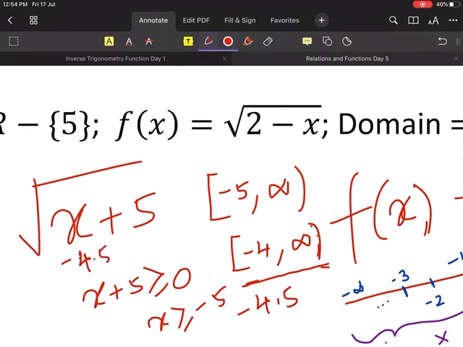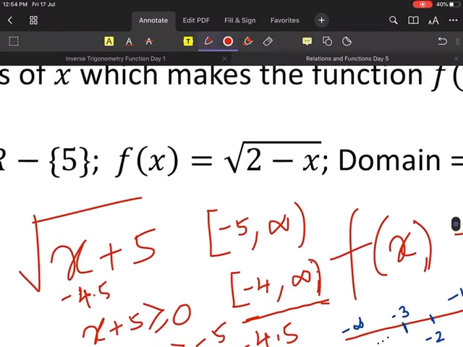Same thing goes. If I put minus 4.5, what happens? Minus 4.5 plus 5 gives you plus 0.5, and that is again defined, right? So the answer will be minus 5 comma infinity. Everybody understood this one? Am I clear?